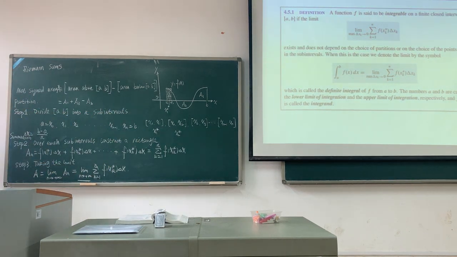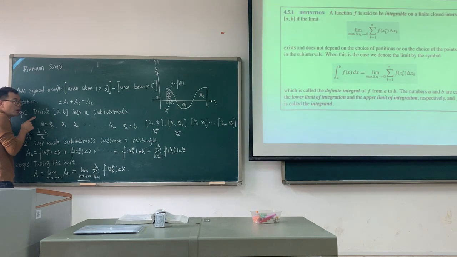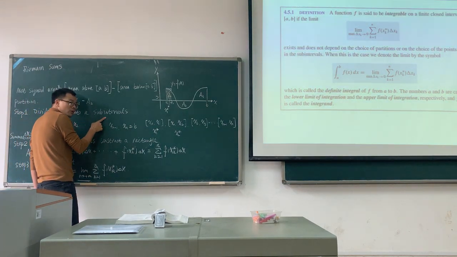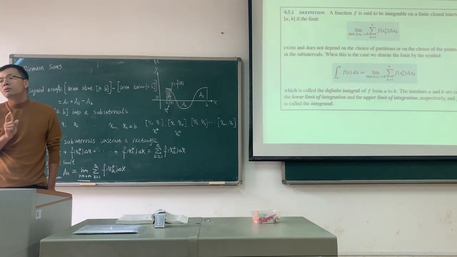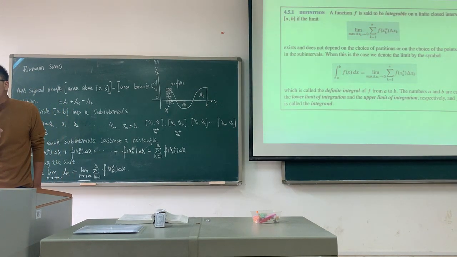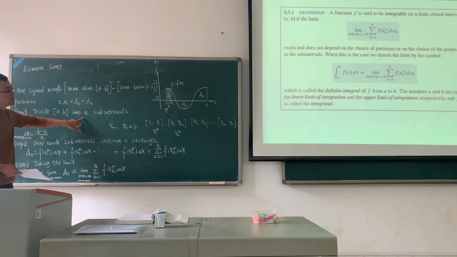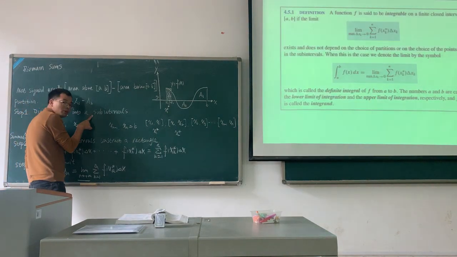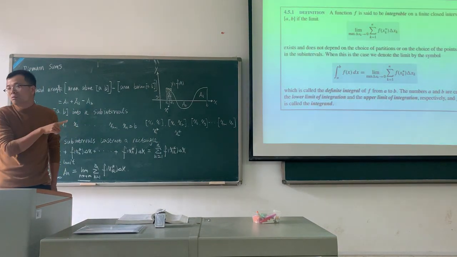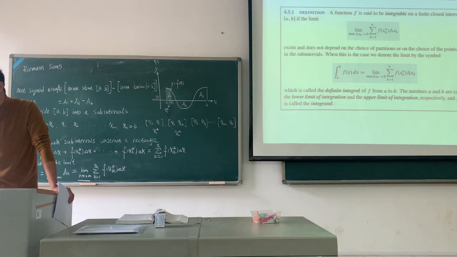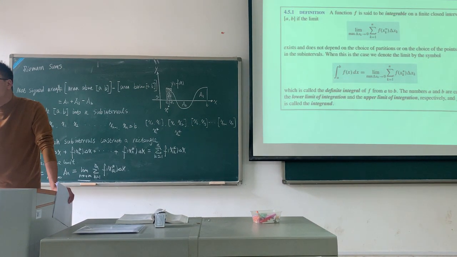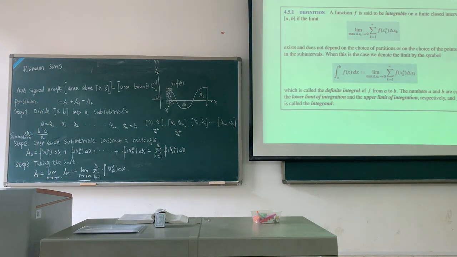So the first step is to divide AB into n subintervals. Now here it is n subintervals, not equal. Okay. So what's your question? Step 4? You told us step 1 was equal subintervals. No.